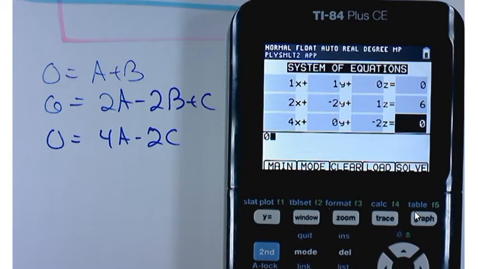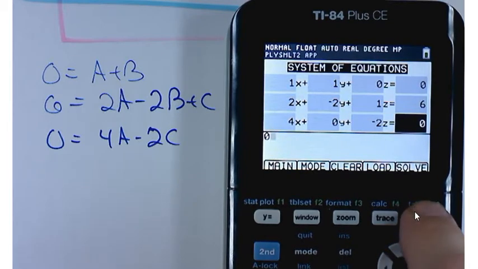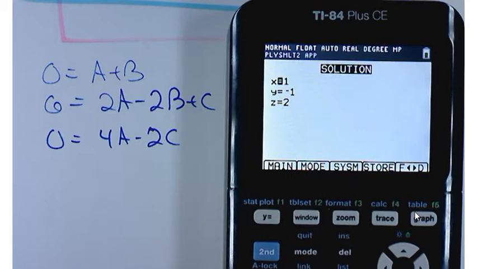I hit the Apps button, then Simult 2, and then the second one was System of Equations, Simult. I think I'm in good shape, so let's solve. There you go. 1, negative 1, 2. Is that a good trick?